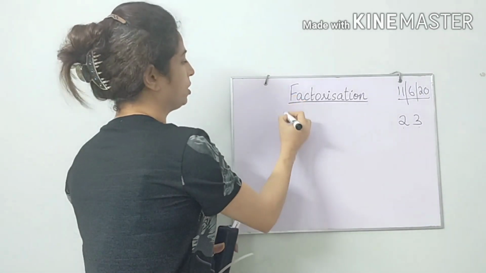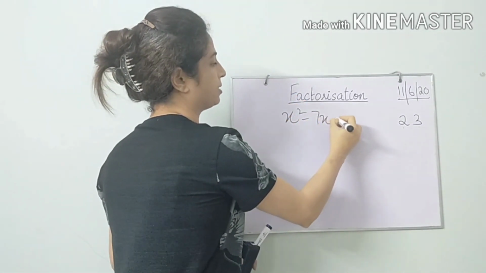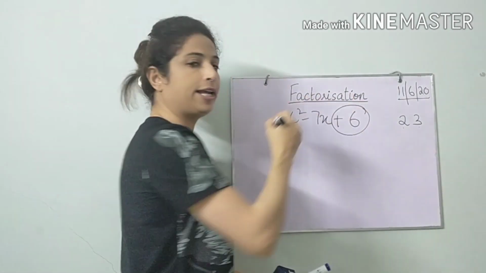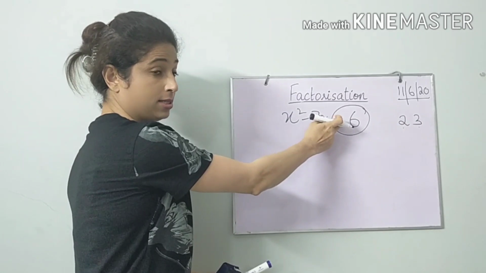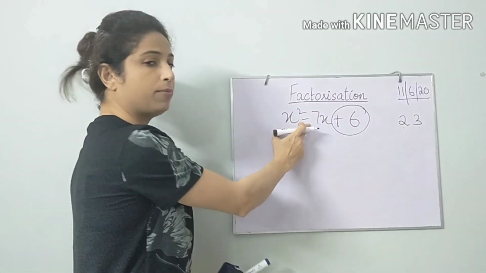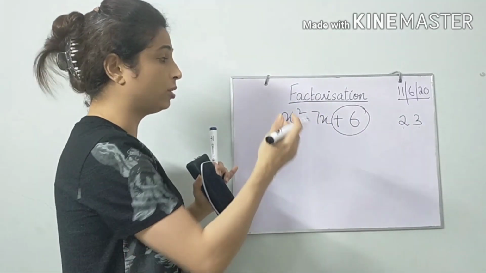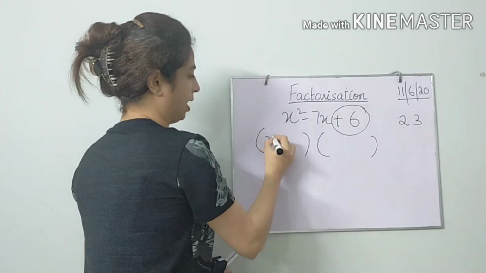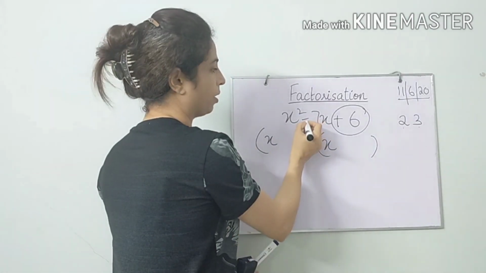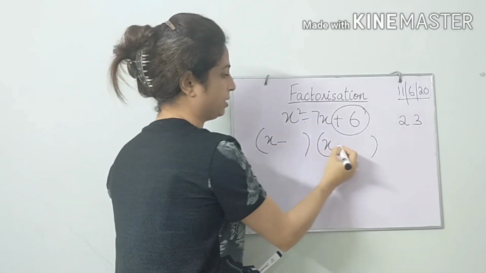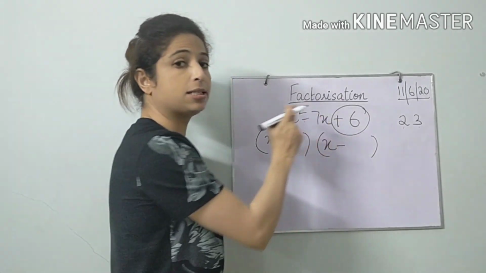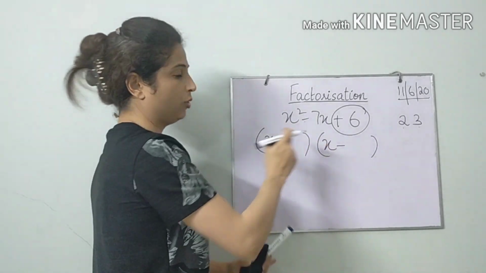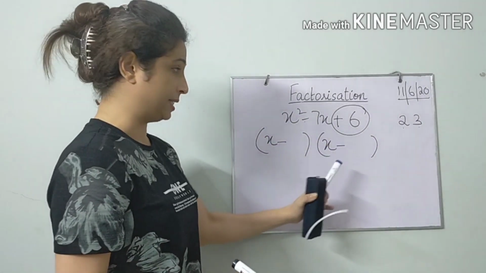The expression is x squared minus 7x plus 6. The first step, again, just check the sign of the last term. It is plus. Whatever the sign of the middle term is, we'll take the same sign in both brackets. Okay, so just make two brackets, x here. The middle term is minus here, so we'll put minus and minus. Because the last term is plus, we are taking the sign of the middle term in both the brackets, and it will be the same, right?